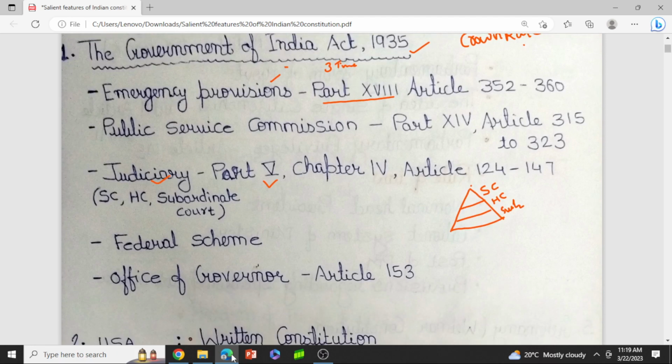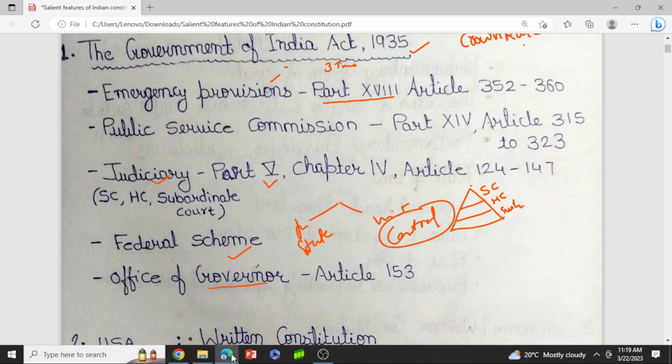Then the federal scheme. India is a federal government consisting of the characteristics of both federal as well as unitary. Unitary, where the central government has complete control; federal, where the state has control. So both state and the central government act at their position respectively.